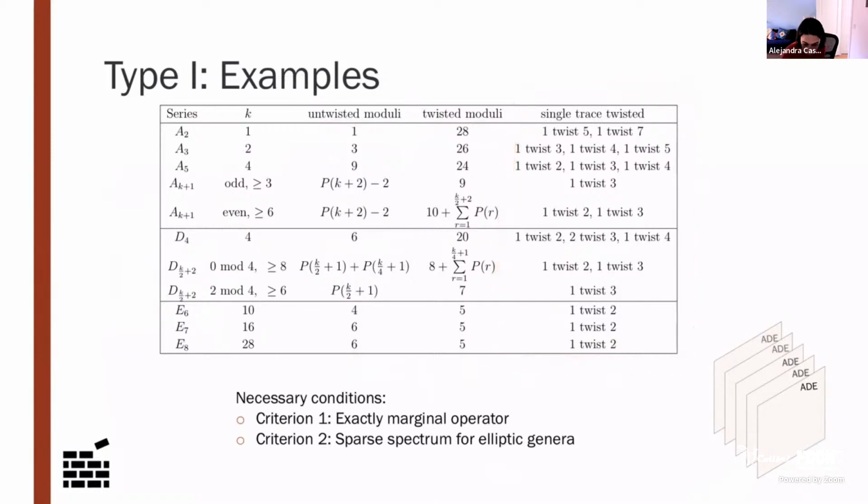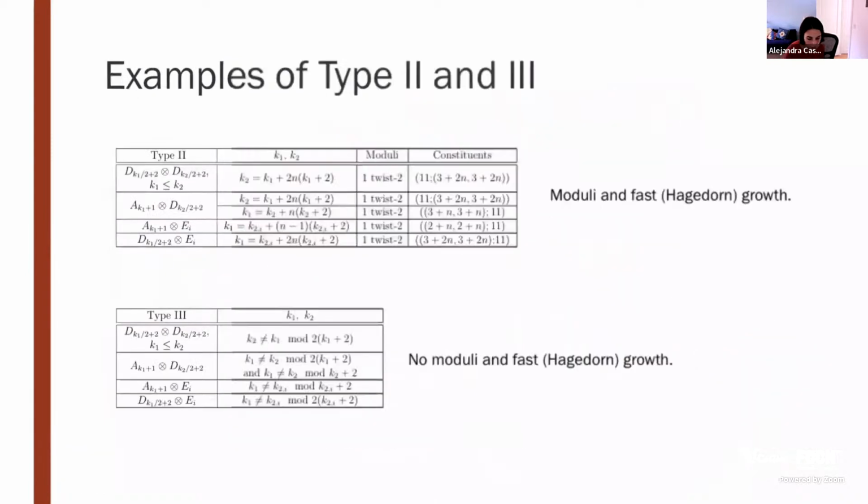And the interesting thing is that usually in the case of D1, D5, it's twist 2, but you can also have other instances where you have twist 5, 7, 3, 4. All of these examples obey that they have an exactly marginal deformation and a sparse spectrum. Now, let me give you some examples of type 2 and type 3. So here's a table with type 2 theories.